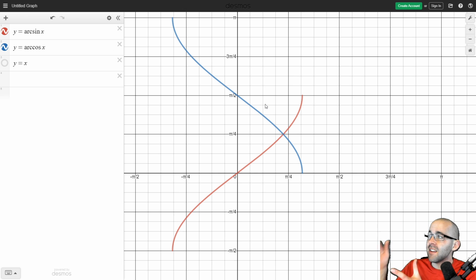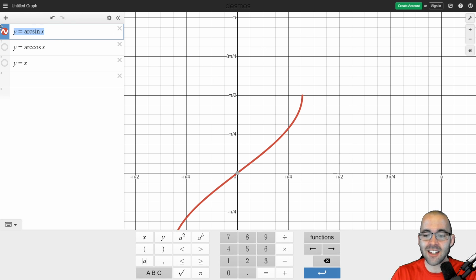Okay? Which makes sense, right? Because sine and cosine are the same graphs, just moved around a little bit. Secant and cosecant are the same graphs, just moved around a little bit. Sines and cosines, secants, cosecants, arc sine, arc cosine. Anything that has a sine and a cosine with it is going to be related in this sense. All right? So let's do the last one, tangent.